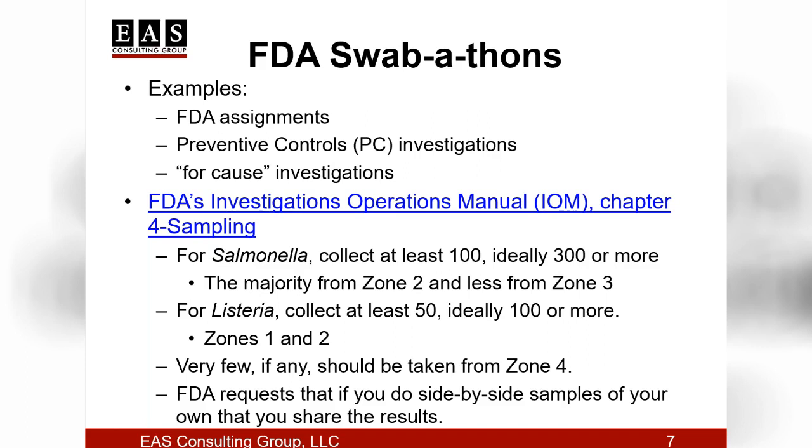And then under Listeria, collect at least 50, ideally 100 or more. For Listeria, the emphasis is going to be zone 1 and zone 2. And then there is a statement in that manual that if you are doing side-by-side samples of those swabs yourself, sending those in for testing, the FDA does request that you share the results.